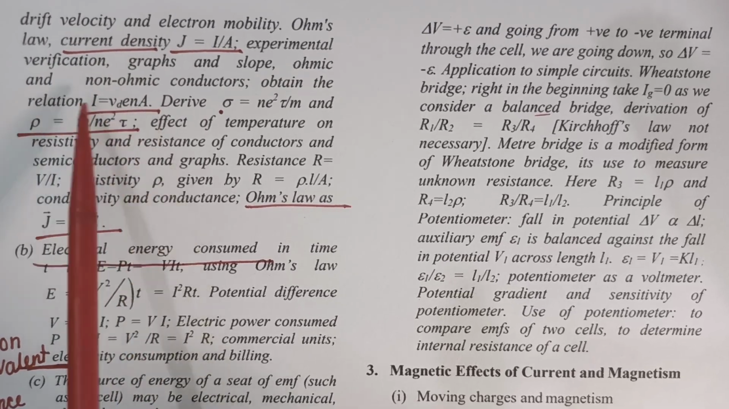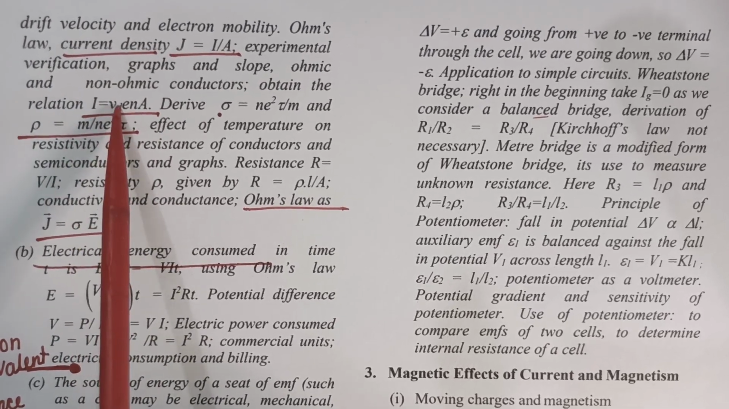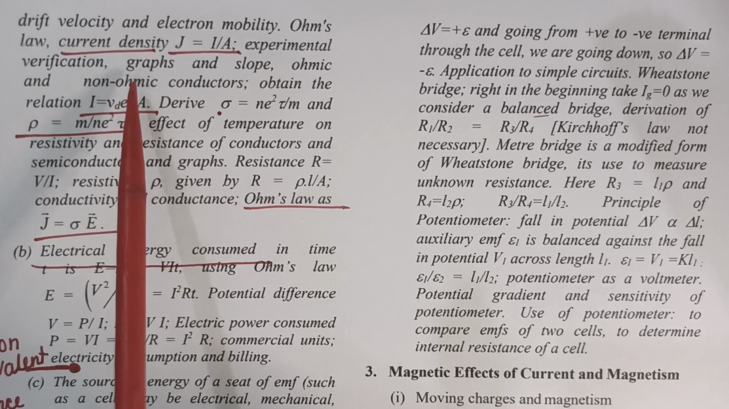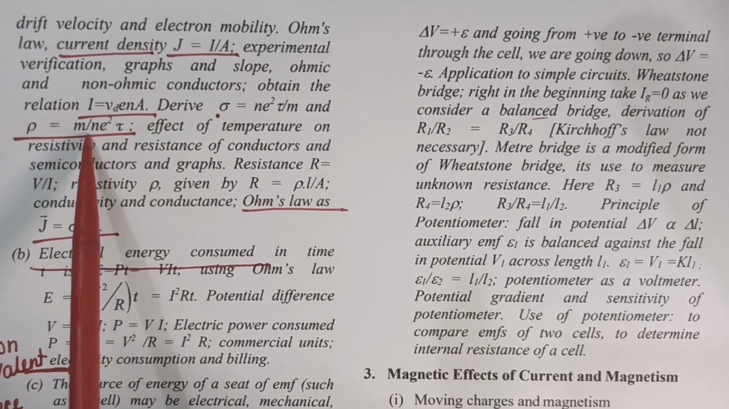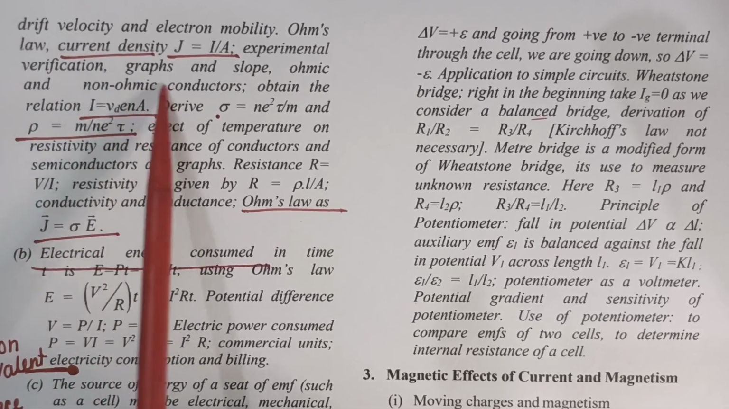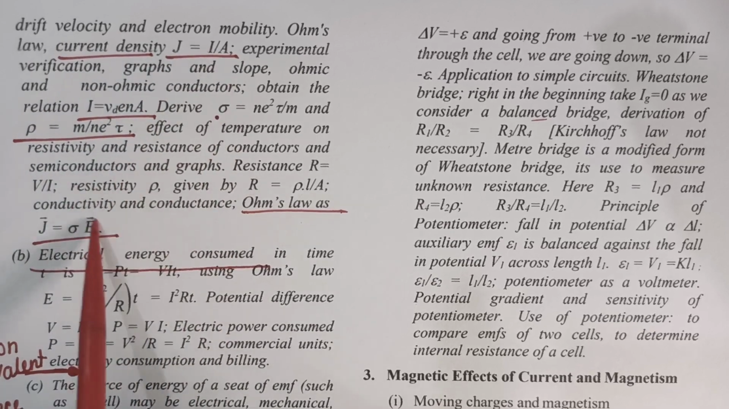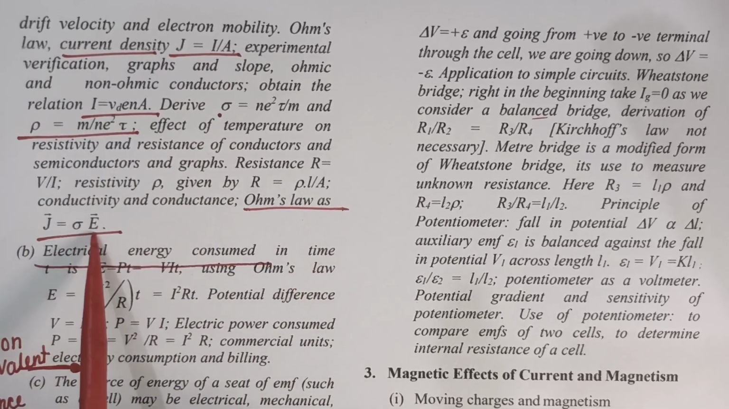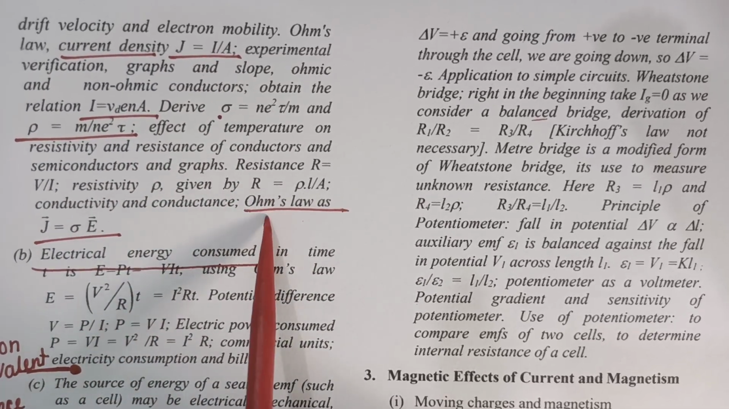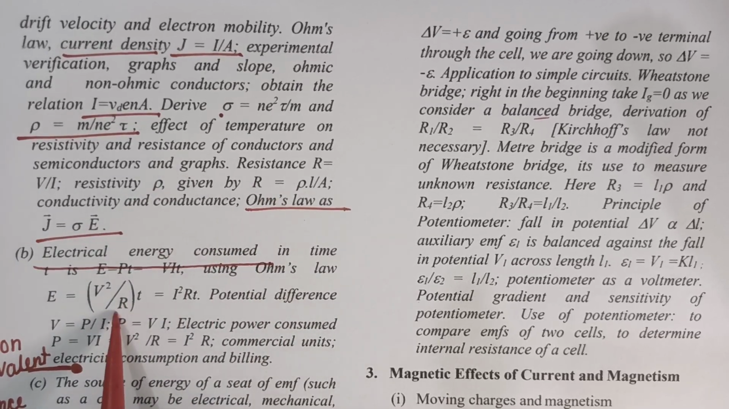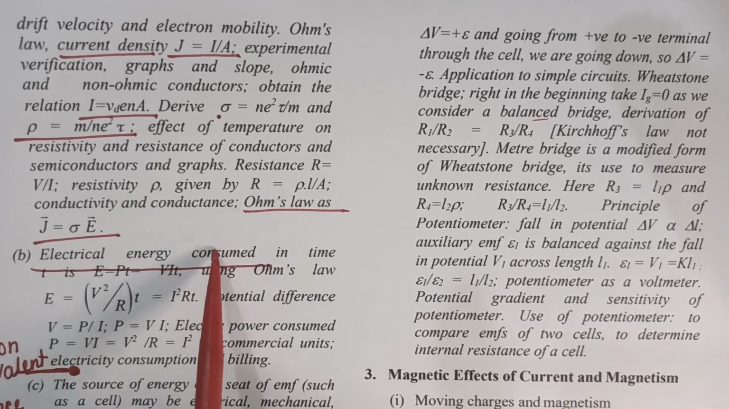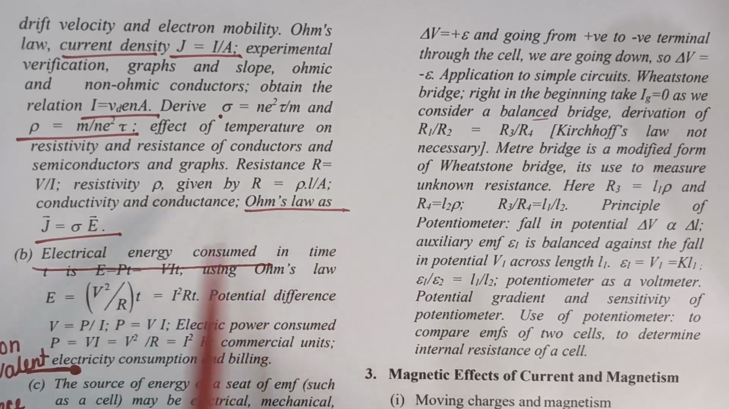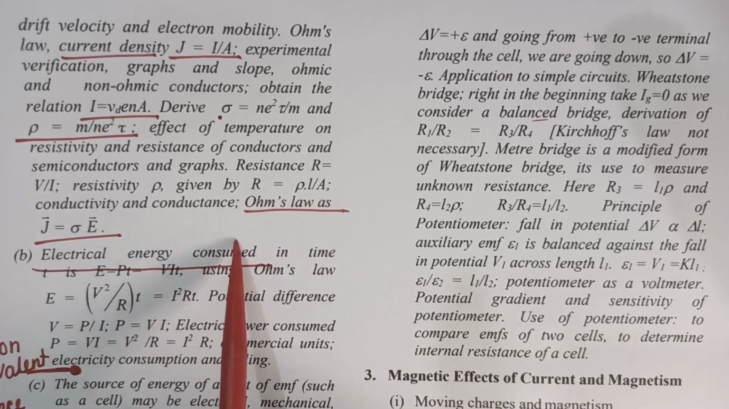This relation between current and drift velocity is a very important derivation. Along with it, resistivity and its expression on the basis of the electronic theory of conductor. The vector form of Ohm's law, its derivation. After that, electrical energy consumed in a resistance when current I flows for t seconds.